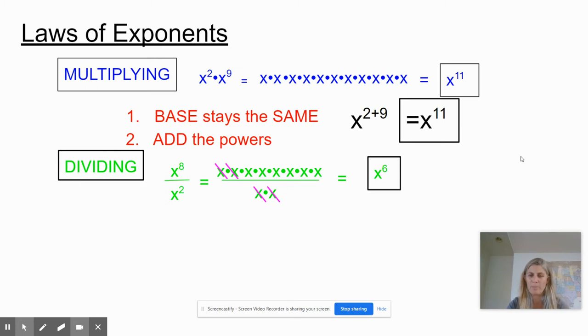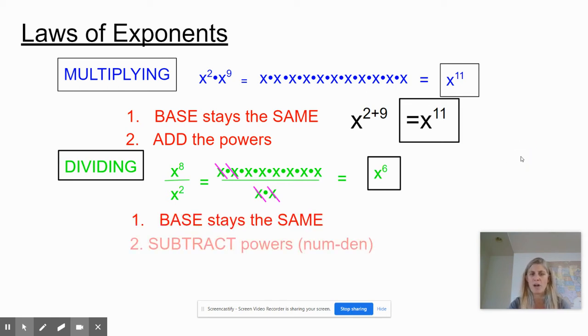Now look at the problem. What do we do to an 8 and a 2 to get a 6? Well, of course you know, we subtract. So the base stays the same, which means it's a plain x, and now we only have one in the numerator, and then we subtract the powers, numerator minus denominator.